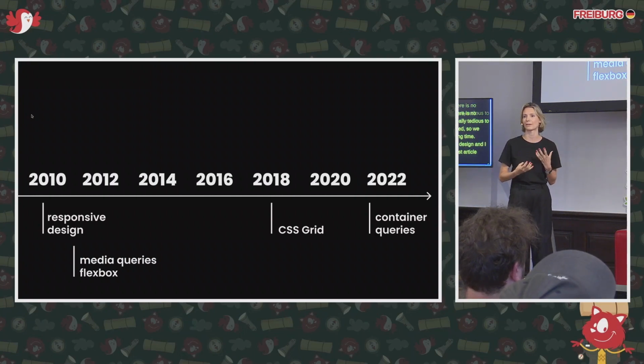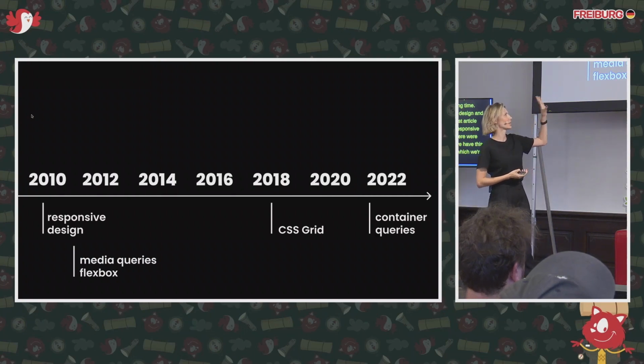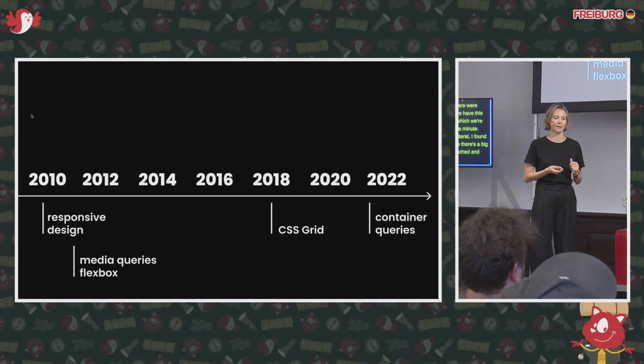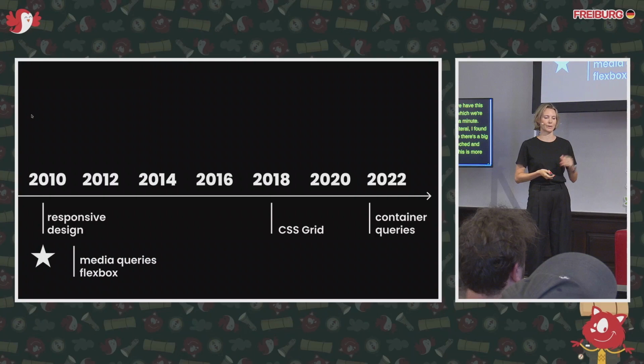There were media queries, Flexbox, CSS Grid, and now we have this cool new thing, container queries, which we're going to talk about in a little more depth in a minute. And by the way, these numbers, don't take them too literal. I found it quite hard to put a number on it because there's obviously a big difference between when something was launched and when something was widely used. So this is more sort of a personal feeling of when I started hearing and using this. So yeah, that was when a star was born.